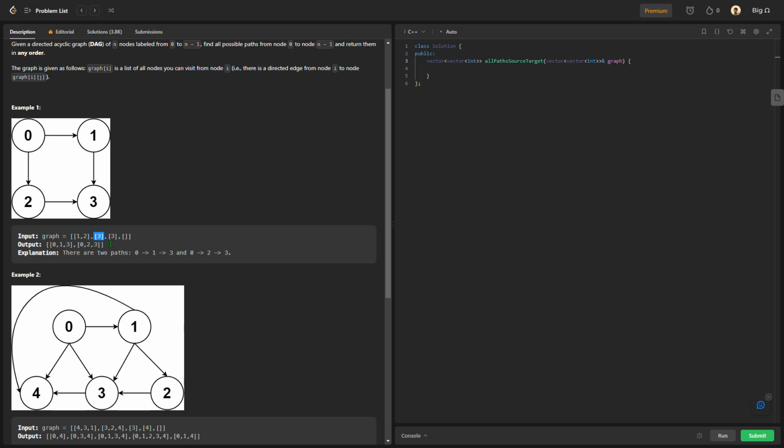Then for index number 1 we can go only to 3. For index number 2 we can only go to 3, and for index number 3 we cannot go anywhere because it is 3 only.